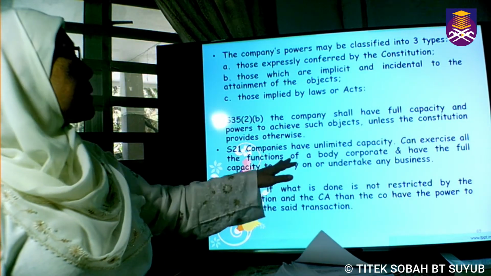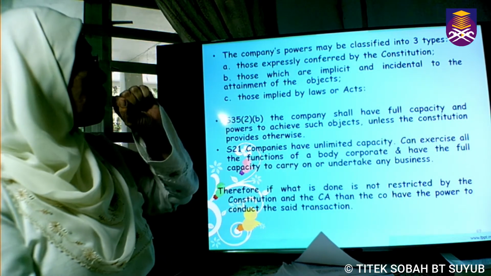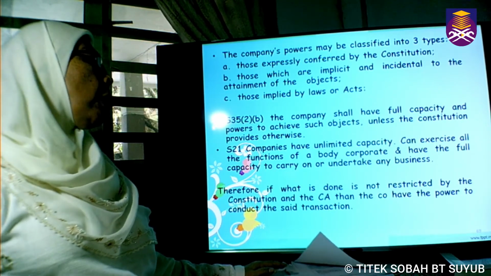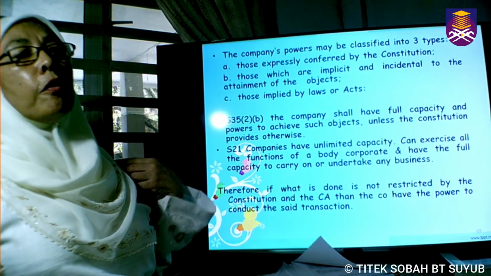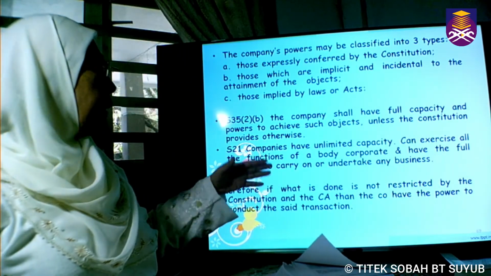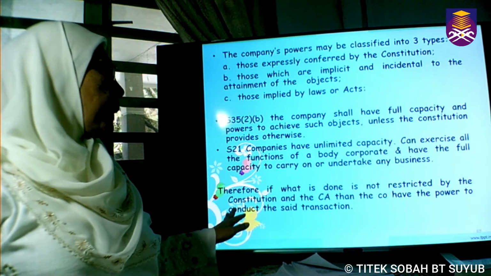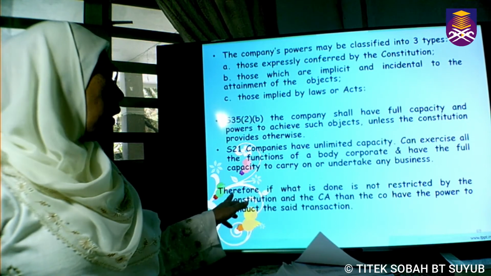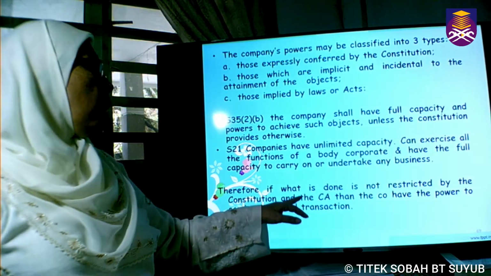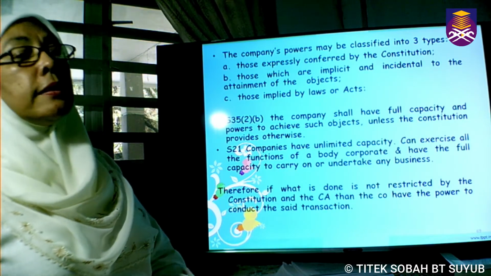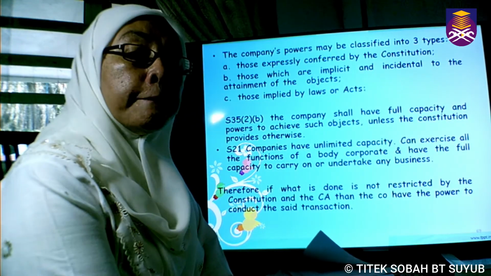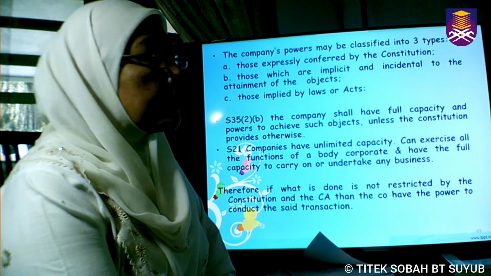Under Section 21, companies have unlimited capacity, can exercise all the functions of a body corporate and have the full capacity to carry on or undertake any business. This is the provision of the Companies Act. For those companies that do not have a Constitution, they can rely on this. Therefore, if what is done is not restricted by the Constitution and the Companies Act, of course companies have the power to conduct the transaction. Okay. However, if restricted by the Constitution or the Companies Act, meaning the company does not have power to do it.